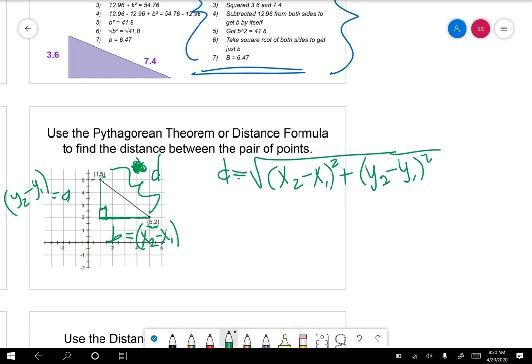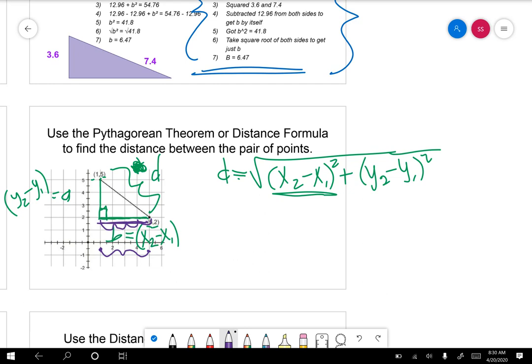Now again, that x2 minus x1, that's essentially just, let me grab a different color. That's the change in x here. So how many units are we moving from this point on the x-axis over to this point? So really, if you're given a graph, you can even just count, right? We're going 1, 2, 3, 4.